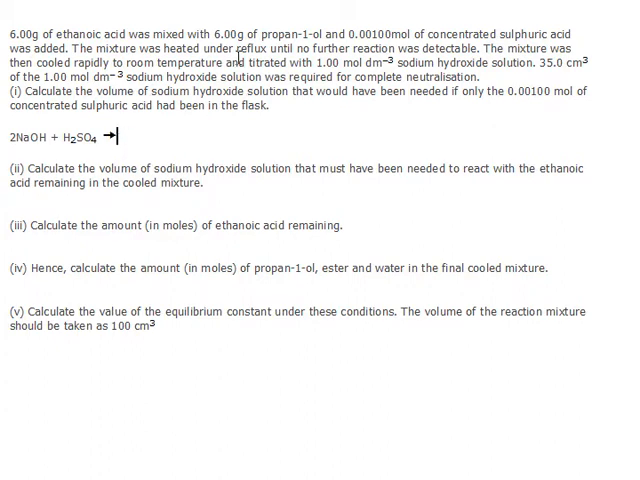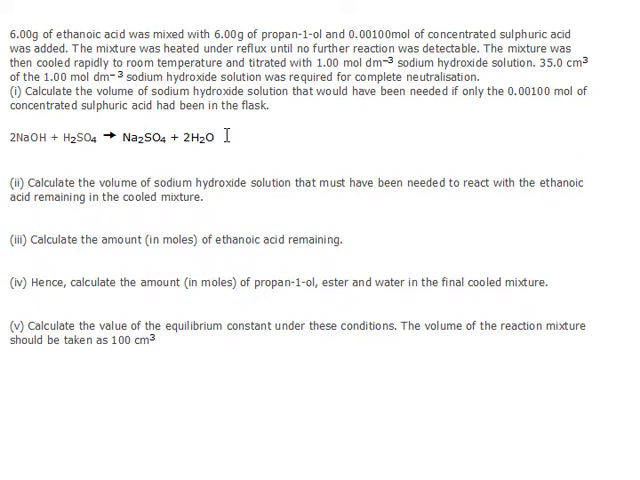The equation for the reaction gives us Na2SO4 plus 2H2O. Now, this basically gives us the ratio of sulfuric acid to sodium hydroxide. You see, it's 2 sodium hydroxide moles for 1 sulfuric acid mole. So if we have 0.001 moles of sulfuric acid, that will be equivalent to twice as many moles, 0.002 moles of sodium hydroxide.